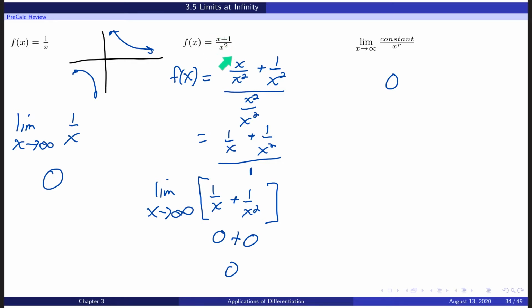Well, the rule is that you go through and divide every single term by the largest degree. So since x squared is the largest degree, I'm going to take every term and divide it by x squared. That simplifies down into this, and then we get to apply this limit rule again. 1 over x is 0, 1 over x squared is also 0, so that limit is 0.